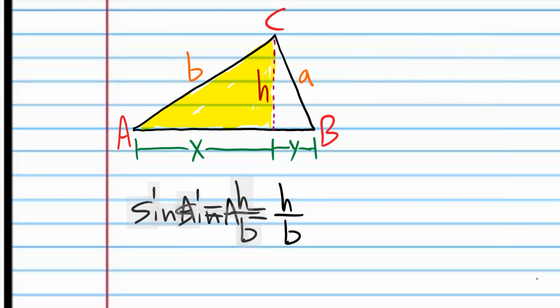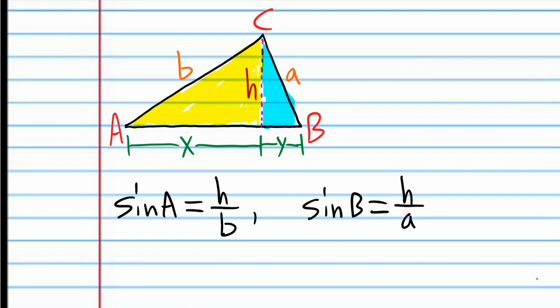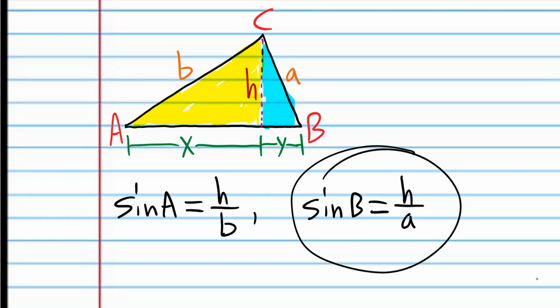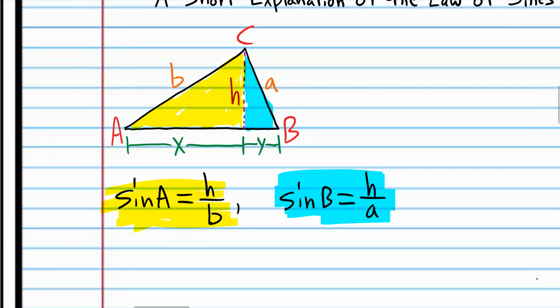Well, I guess I'll keep it down there for now. Now, isn't it also true that sine B, if you look at this blue triangle, sine B is equal to the opposite side h over the hypotenuse a? Now again, ignore the yellow triangle. We're just looking at the blue triangle. Isn't that true?